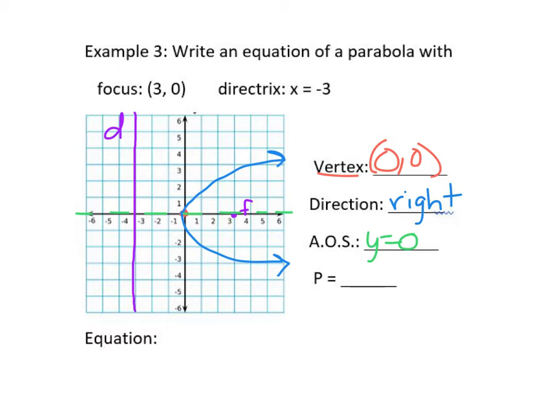Alright, my p-value. So I'm counting the distance from the vertex to the focus. That's 3. I could also count backwards towards the directrix. Doesn't matter, it's still 3. And then I also need to determine, is my p-value positive or negative? Well, my parabola is opening to the right. It's Pac-Man, he's eating all of the positive values, so my p should be positive. That's just a little trick that you can use to remember if it's positive or negative.